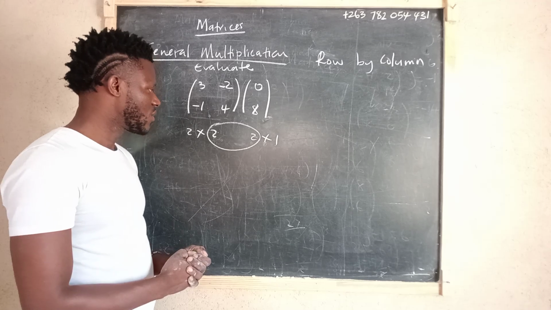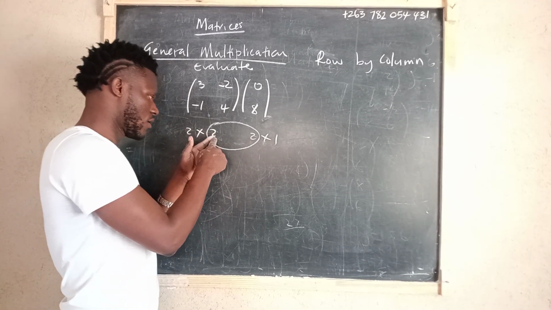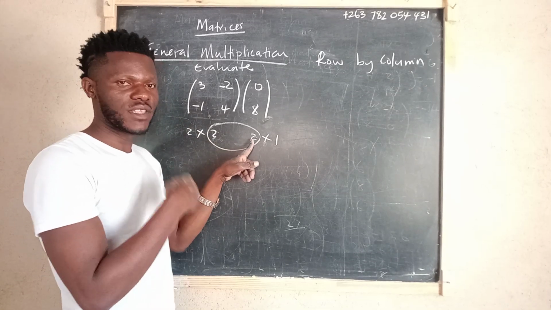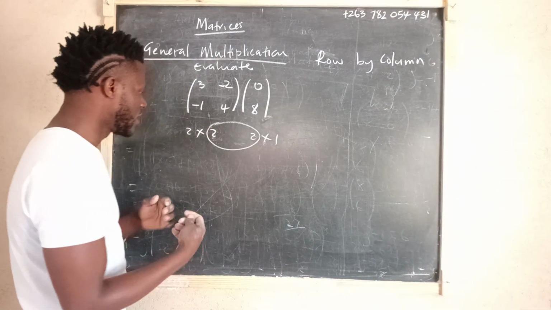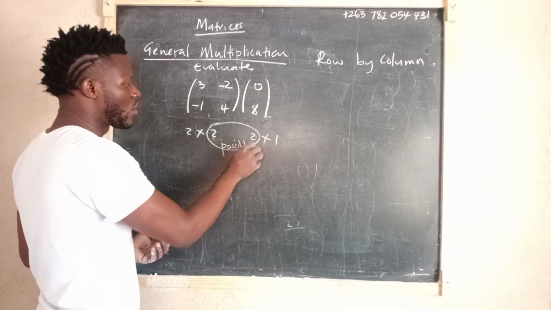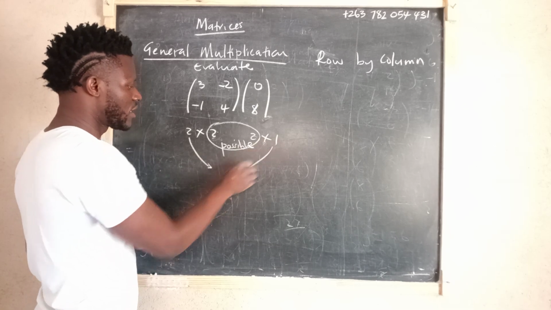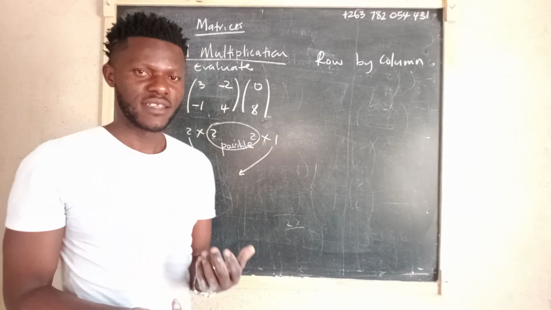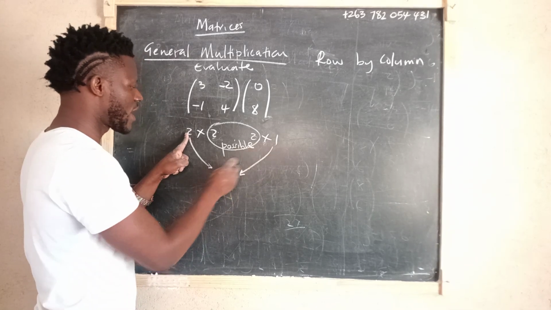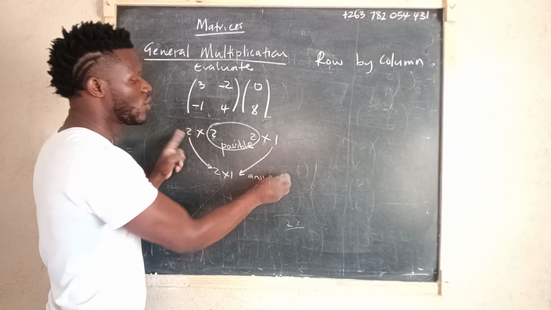How do you confirm that it's possible? The middle values must be equal: the number of columns of the first matrix should be equal to the number of rows of the second matrix. Then for this one, we confirm that it will be possible. The other reason is that the first digit and the last digit will tell us the structure of the answer. We are going to get a 2 by 1 answer. This is the order of the answer.